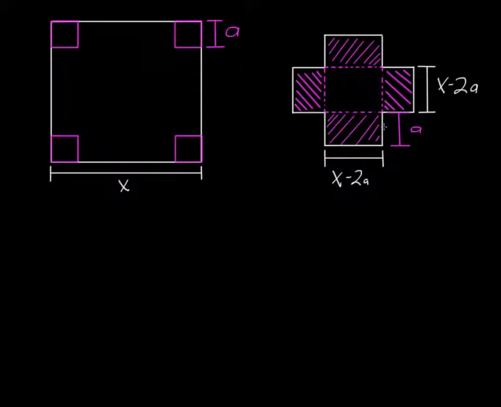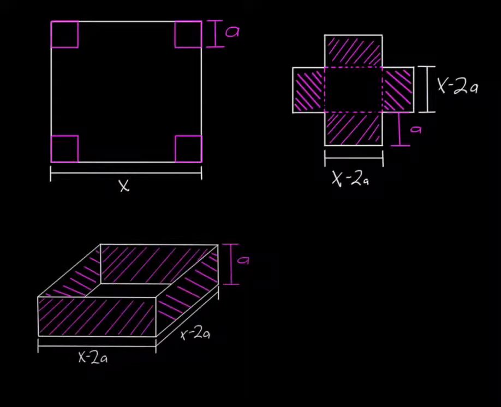You'll notice that the length of each side of your base, so your length and your width of your box, is going to be x minus 2a, because you have to take out an a on each side of the long square. And your height of this box, of your prism, is going to be simply a. So therefore, whenever we take that and fold it up, we're going to get a shape that looks like this.